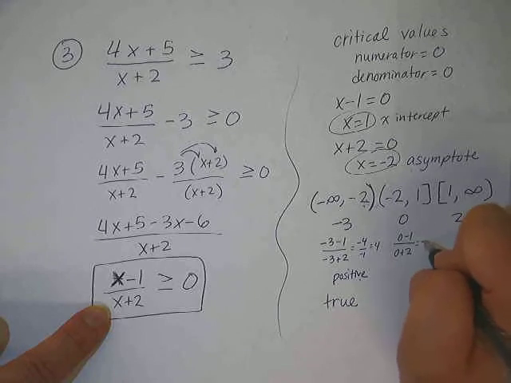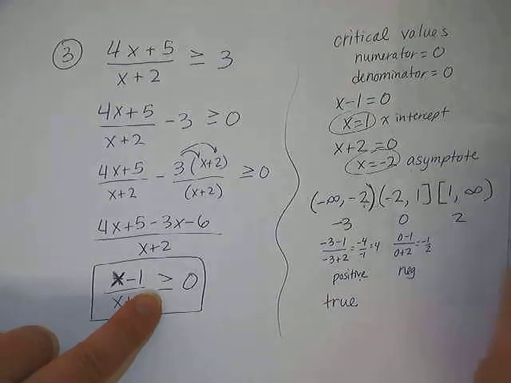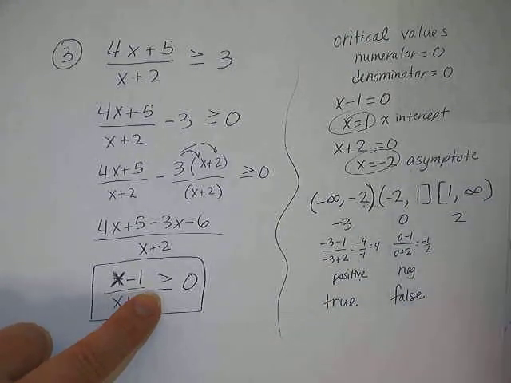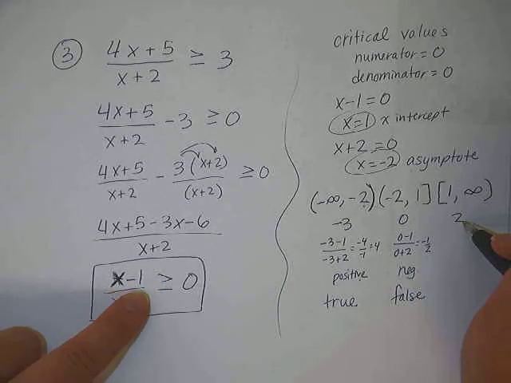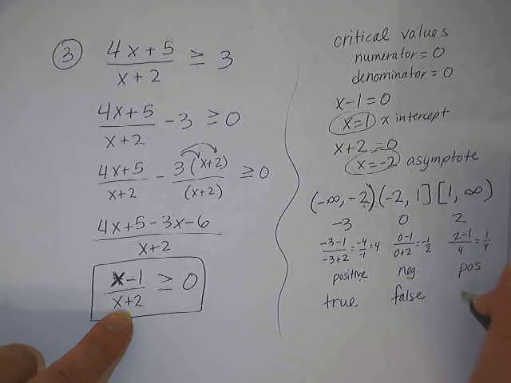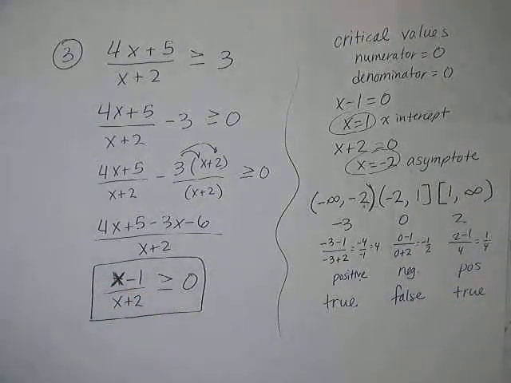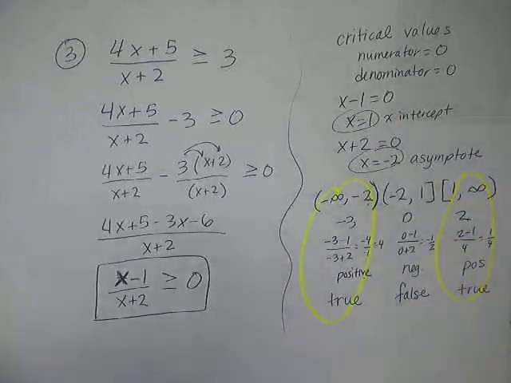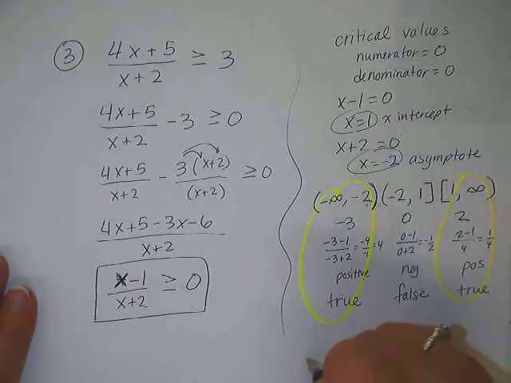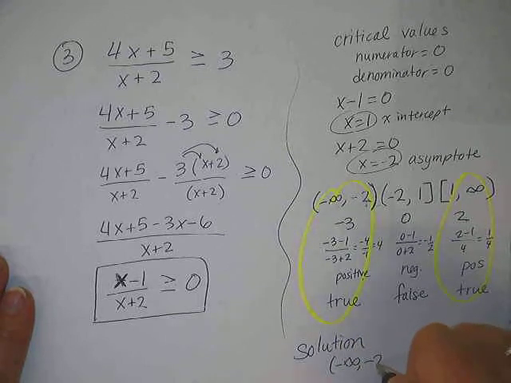Now we try our 0. 0 minus 1 is a negative 1. 0 plus 2 is a positive 2, so our answer is a negative 1/2. The important part is that it's negative, and a negative number is not greater than 0, and therefore that answer makes our inequality false. The next number is a positive 2, so we go 2 minus 1 is 1, and 2 plus 2 is 4. That gives us a positive 1/4. The main thing we care about is the fact that it's positive, and since positive is greater than 0, that makes our inequality true. So now we have this answer and this answer that make our inequality true.